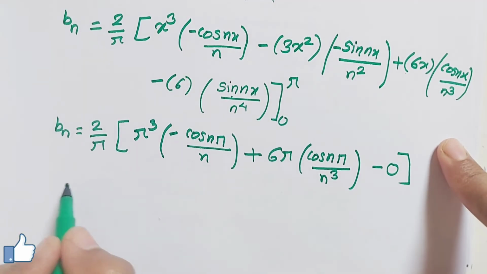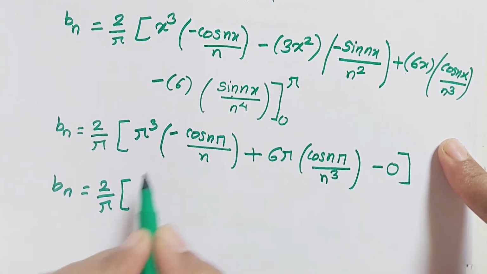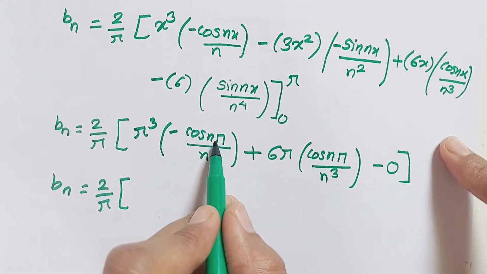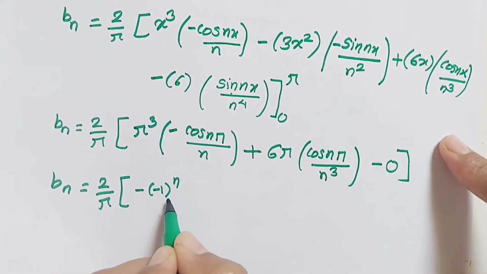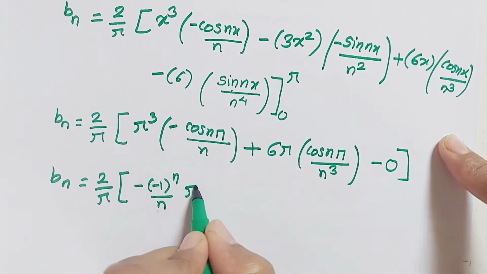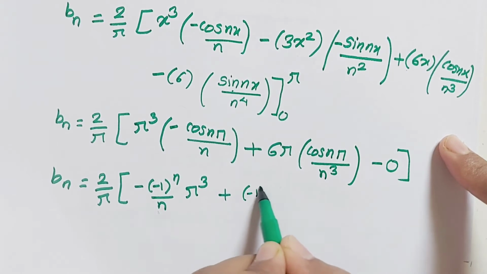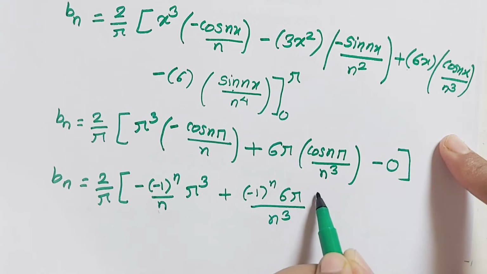So therefore bn is equal to 2 by pi in bracket, here this cos n pi is nothing but minus 1 raised to the power n, so we can write it as minus 1 raised to the power n divided by n into pi cube. Here again plus minus 1 raised to the power n 6 pi divided by n cube.